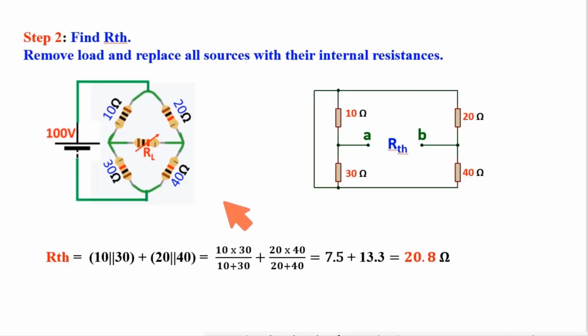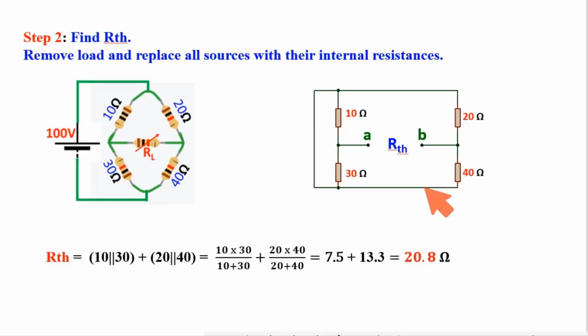Now trying to find out RTH. For RTH, I remove the load, and the source voltage is replaced by its internal resistance. Here, for the voltage source no resistance has been mentioned, so it is considered an ideal voltage source. Internal resistance is 0, so it will be shorted. So this is short, and this is the resistance combination to get RTH.